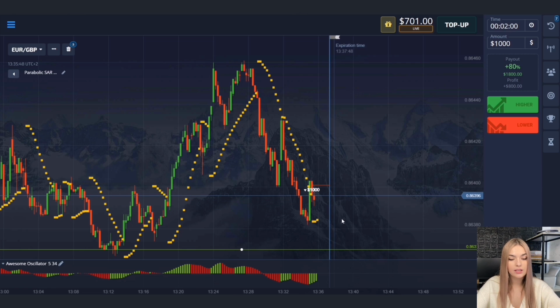We will also see that after the price continues its downward movement, these indicators will again tell us that the volumes are growing downwards. And so friends, let's wait for the end of our deal and let's see what result we will get.